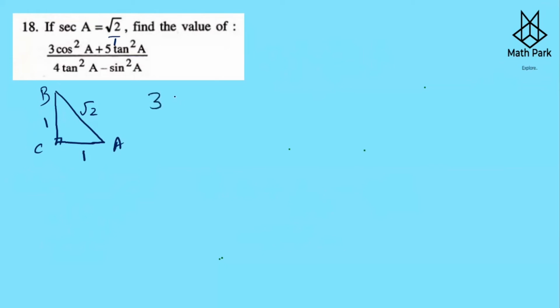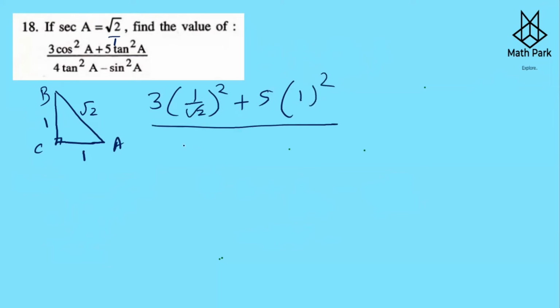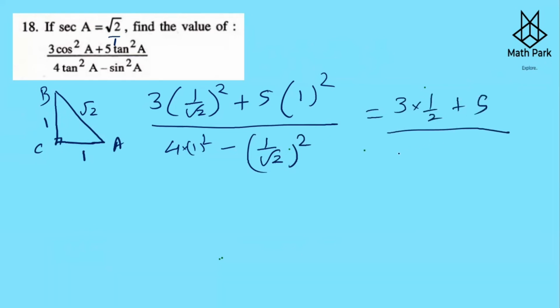So 3 into 1 upon root 2 and then the square of this plus 5 tan square A. So tan square A is 1 square. Tan is opposite upon adjacent. So this is 1 square upon 4 tan square A, that is 4 into 1 square minus sine square A. Sine square A is going to be 1 upon root 2 again, 1 upon root 2 and then the square of this. So let us put 3 and 1 upon root 2 square is 1 by 2. So plus 5 upon 4 into 1 square is 4 minus 1 upon 2.